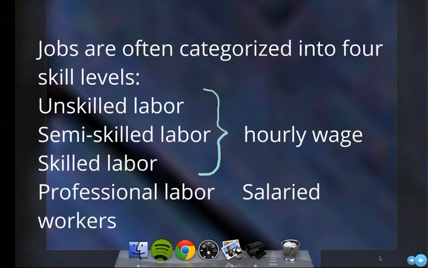So this is just a little bit of background for our introduction to economics, and we will be applying this to our businesses as we move through this unit.